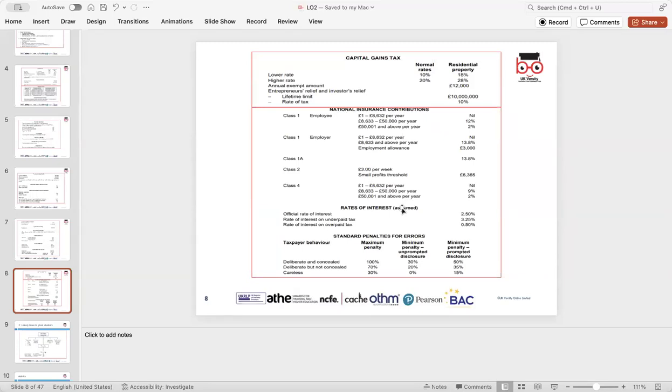Lastly, rates of interest and standard penalties for errors in taxation. So the official rate of interest is 2.50%, and the rate of interest on underpaid tax is 3.25%, while the rate of interest on overpaid tax is 0.50%. Standard penalties for errors in taxation vary depending on the taxpayer's behavior, ranging from 15% for careless errors to 100% for deliberate and concealed errors.